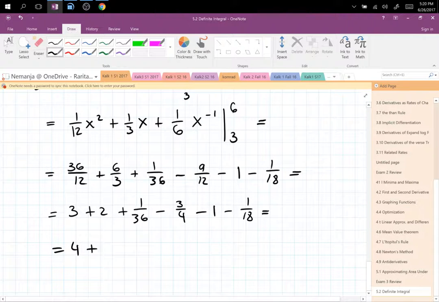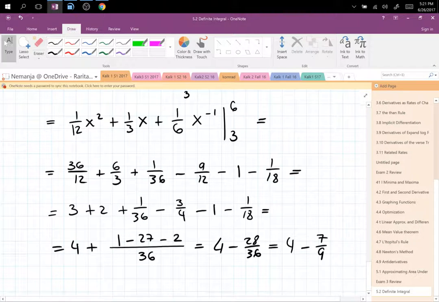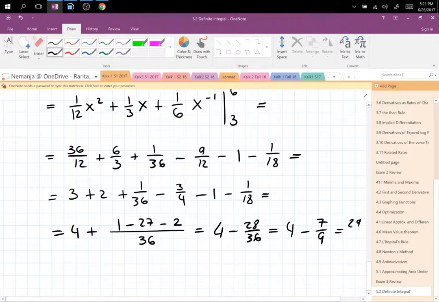It's 4 plus, common denominator here is clearly 36. So that's 1 minus 9. No, minus 27, because it's 9 times 3. And minus 2. So we have 4 plus and negative 29, negative 28 over 36, both cancel by 4. 7 over 9, so 36, 29 over 9. I hope.